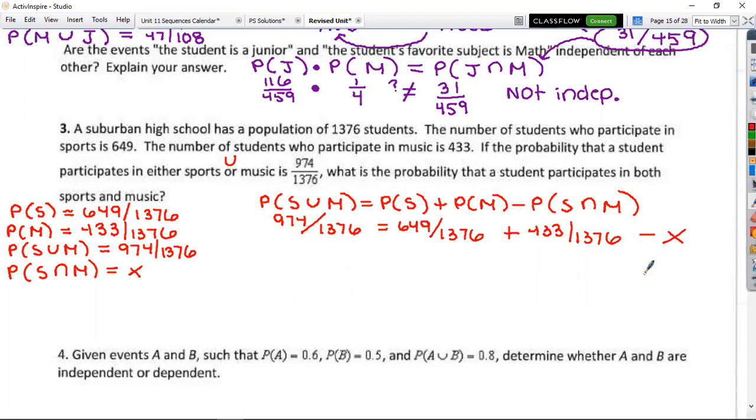Math, enter every step of the way, please. And then I'm going to go 974 over 1376 minus 541 over 688, enter. Math, enter once more. Did we get 27 over 344? Yes. So 27 over 344.